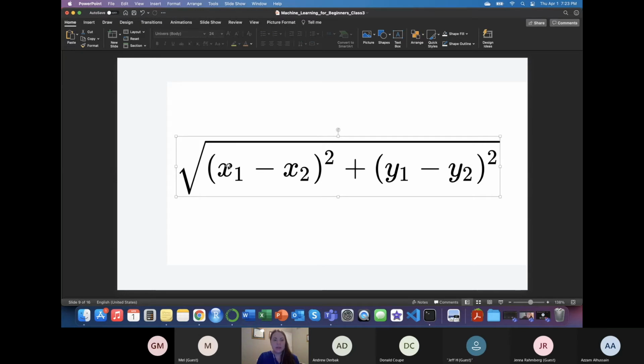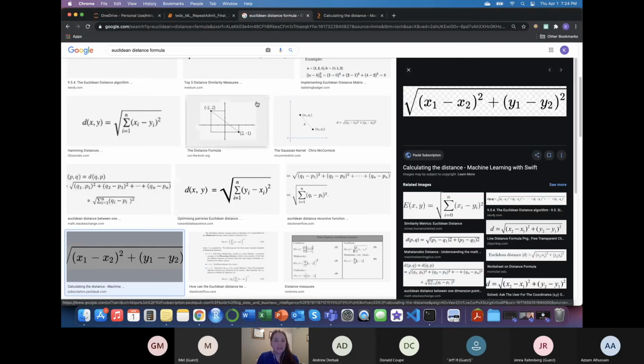So it's pretty self-explanatory. You take the X coordinate of one and subtract the X coordinate of the other. You square that, and then you take the Y coordinate for your first one, subtract the Y coordinate for the second one, and then you square that. And then whatever you get for this sum, you find the square root of that. So that is what Euclidean distance is. In general, that's the one I tend to use.